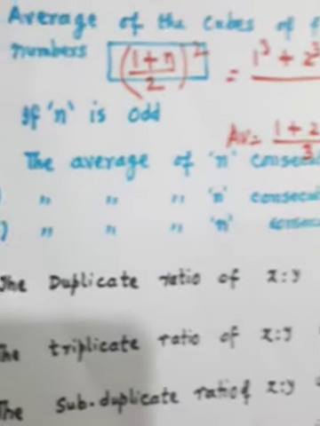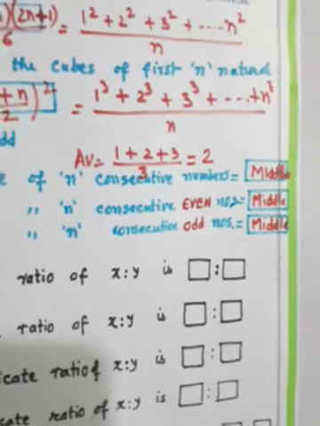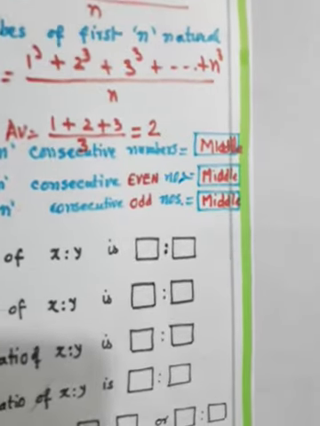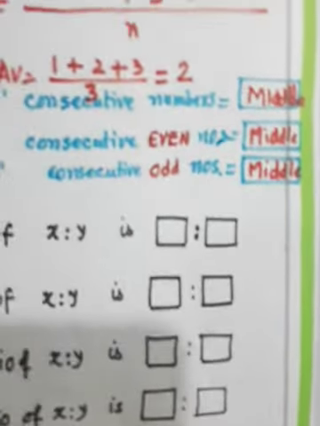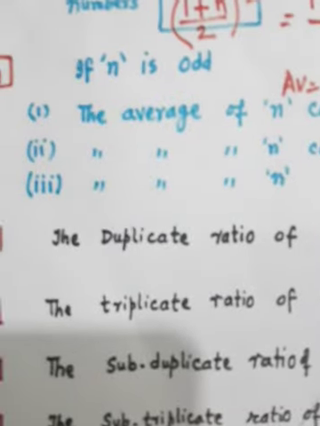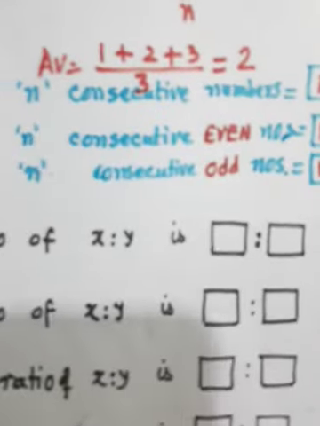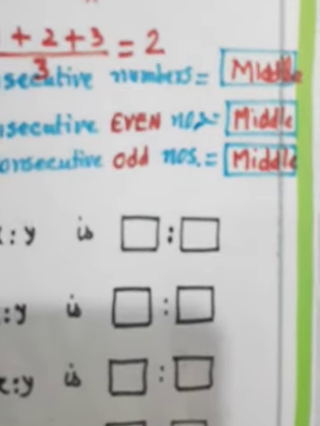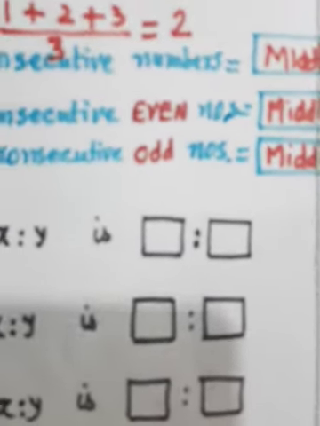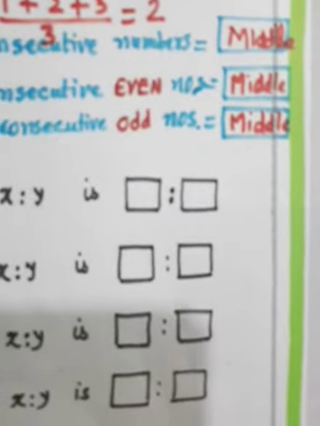So when you are adding n consecutive numbers, their average is the middle term. Then average of n consecutive even numbers, again the answer is the middle term. If you are taking the average of n consecutive odd integers, supposing 1, 3 and 5, their average will be 3. So very simple.